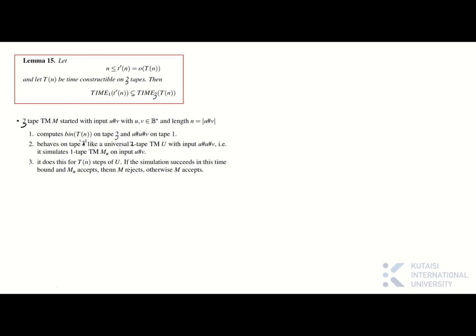So I'm constructing this language now. Instead of constructing a language that is accepted by a 3-tape Turing machine in T(n) time, I will construct a Turing machine, and that language will be the language that this Turing machine accepts. So I'm constructing a 3-tape Turing machine M. To construct it, I have to tell you what it does on an input. It starts with an input u#v.